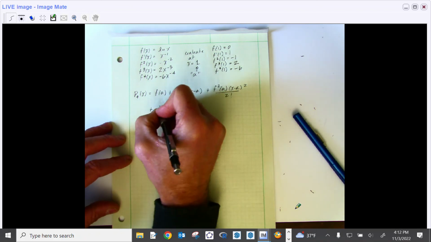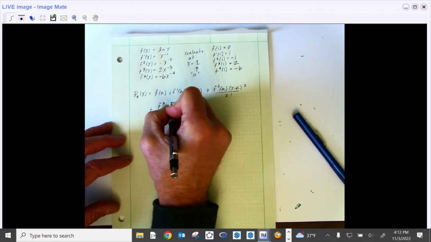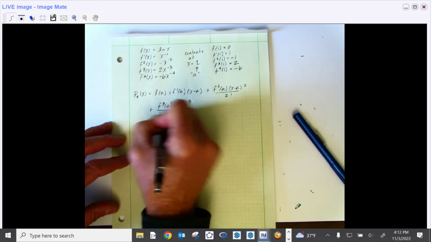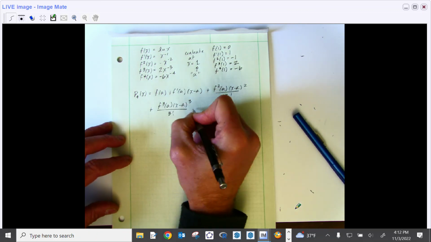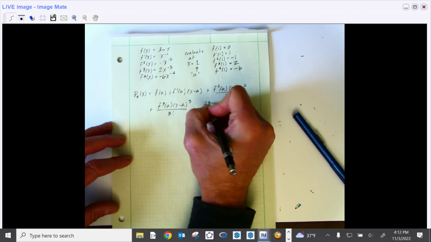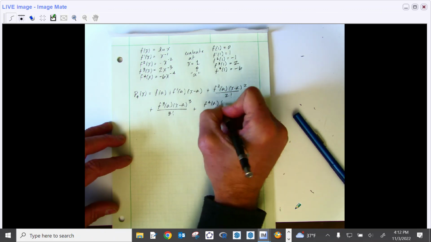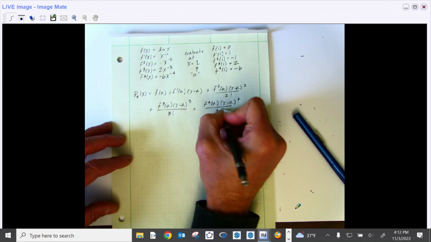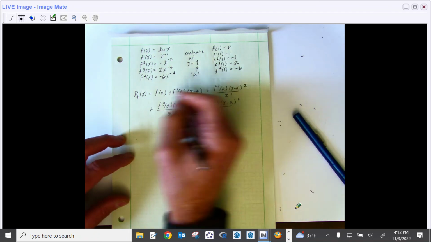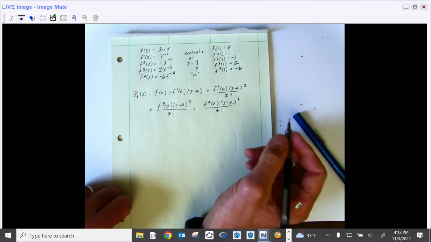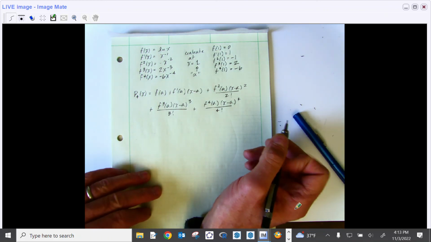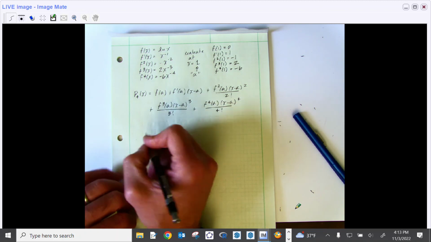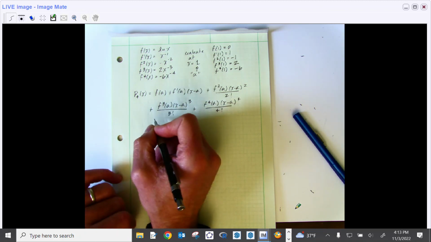Plus f third derivative evaluated at a times x minus a to the third all over 3 factorial plus f fourth derivative evaluated at a times x minus a to the 4th power all over 4 factorial. So this is the format just pulled from the general equation for a Taylor polynomial. And so putting in what we know now here, a is equal to 1.